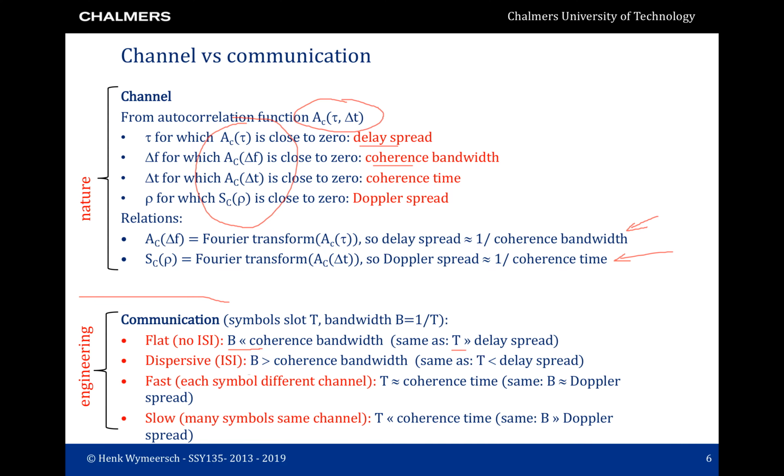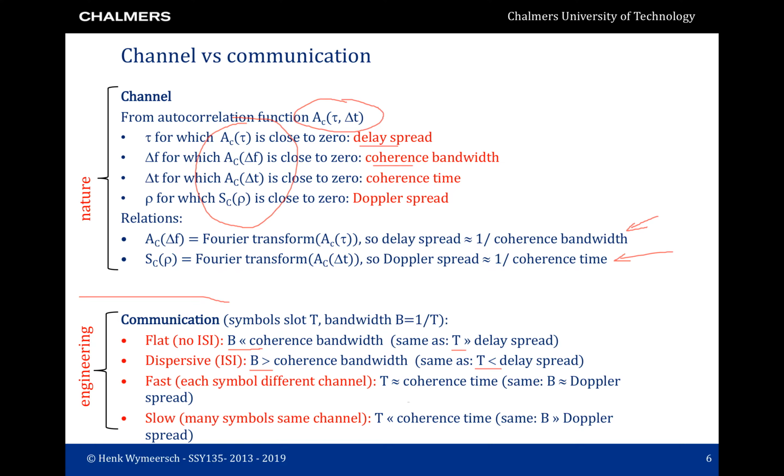On the other hand, when we choose a bandwidth greater than or equal to the coherence bandwidth, or equivalently a symbol slot smaller than the delay spread, then there will be intersymbol interference. This is called wideband or dispersive or frequency selective communication.